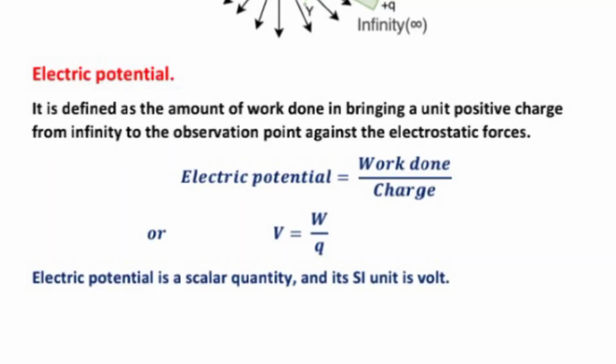Electric potential is defined as the amount of work done in bringing a unit positive charge from infinity to the observation point against the electrostatic forces. Electric potential equals work done upon charge, V = W/Q. SI unit is volt.